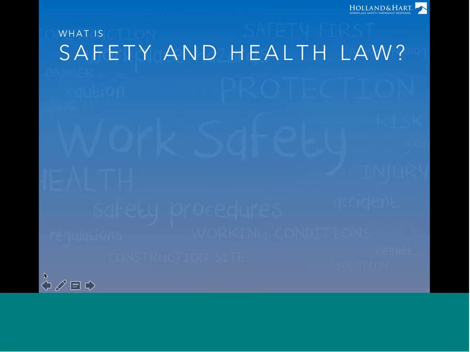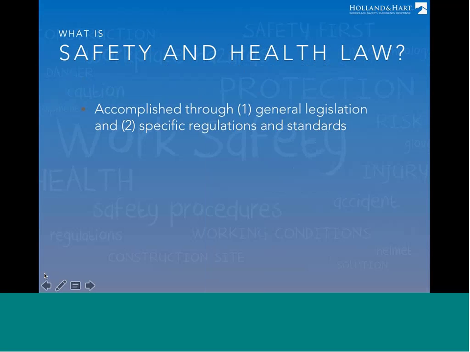So first of all, just an overview in terms of what the Occupational Safety and Health Agency is and what safety and health law is. There are two kinds of law that are generally relevant to workplace safety and health law, and that is general legislation and specific regulations and standards. The Federal Occupational Safety and Health Administration was created pursuant to the Federal Occupational Safety and Health Act, and under that statute, OSHA is charged with promulgating and enforcing specific regulations and standards that accomplish the purposes of the statute.